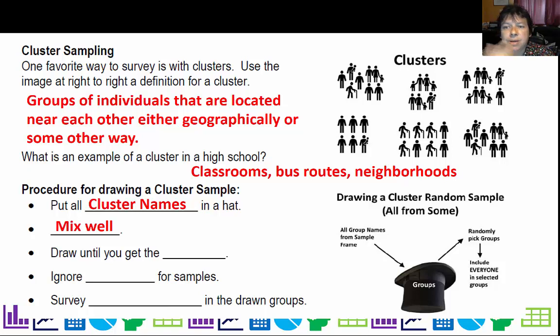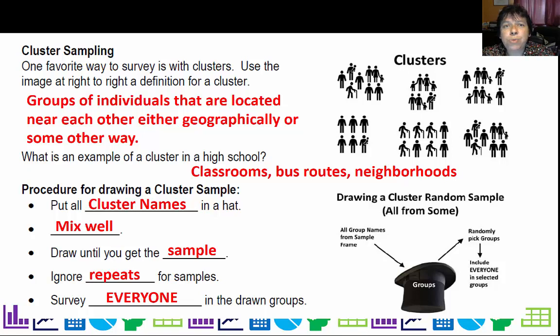So my classroom right now is D231, and you could have D232, 233, 234, 235. Throw them all in a hat and figure out which classrooms we're going to sample. So we put all those rooms in the hat, mix well, and draw until we get our sample. Now, as always, ignore repeats for samples. And then here's the difference with a cluster sample. With a cluster, you're going to survey everyone in the drawn group. So if I pull room D231, I'm going to go ahead and actually survey everyone in D231.